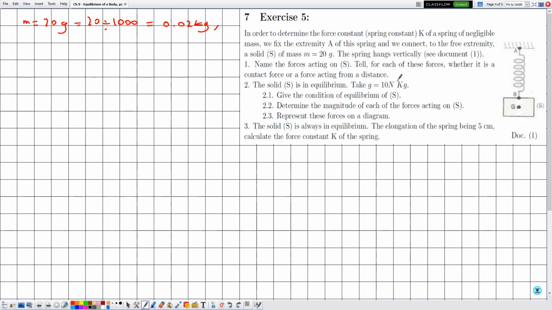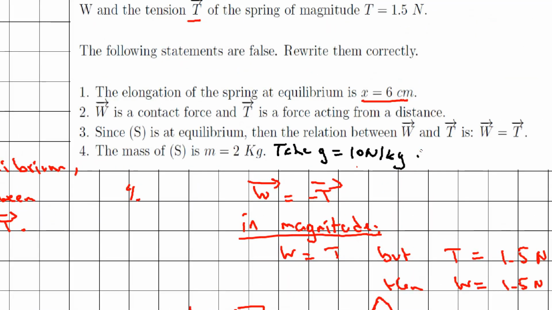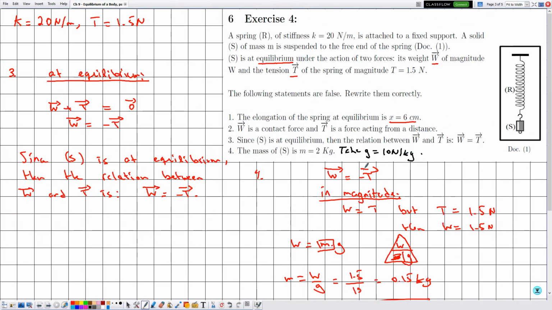Also, let me say that in the previous exercise, G was not given to be 10 newtons per kilogram, so please add here that take G is equal to 10 newtons per kilogram, because this is always given. And this reflects the planet on which we are performing the experiment.